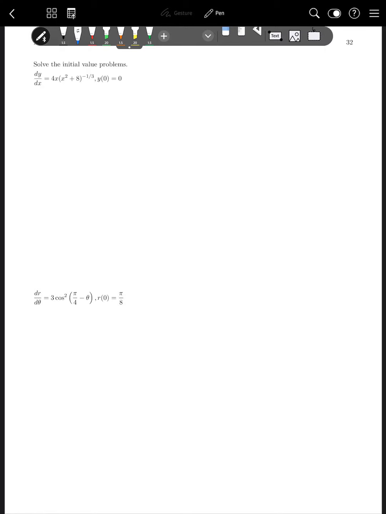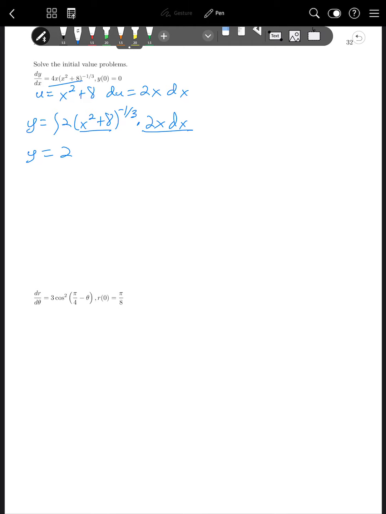Okay, so for this first one, just let u equal x squared plus 8. So then du is 2x dx. So when we want to go find y, that's going to be the indefinite integral of, we need a 2 for du, so I'm going to break 4 up into two pieces. So this would be 2 times x squared plus 8 to the negative 1/3 times 2x dx. Notice that this is exactly the same as the problem up here, except I just broke the 4x into two pieces, 2 and 2x. And so now I've got my u and my du. So this is y equals the integral of 2 times u to the negative 1/3 du.